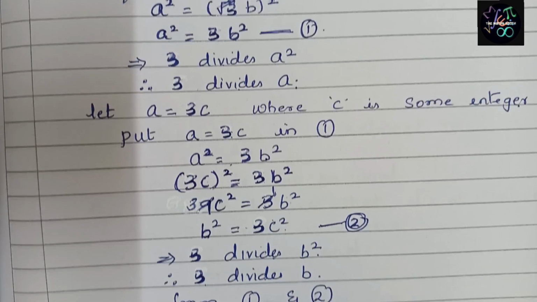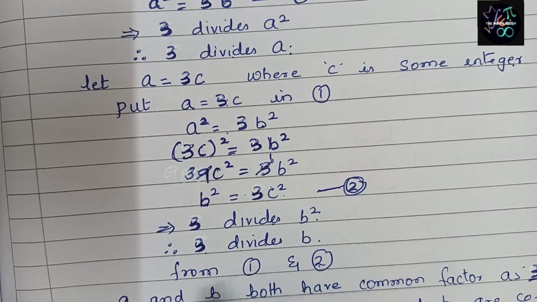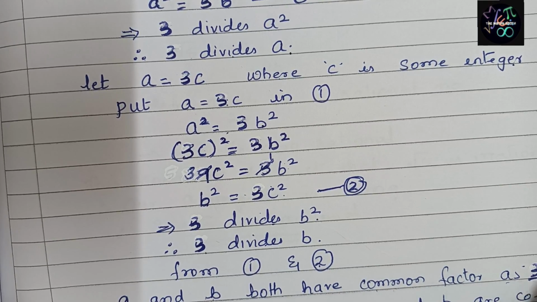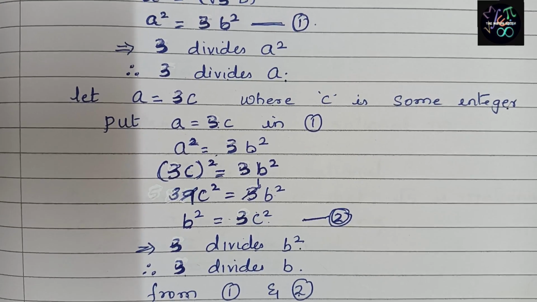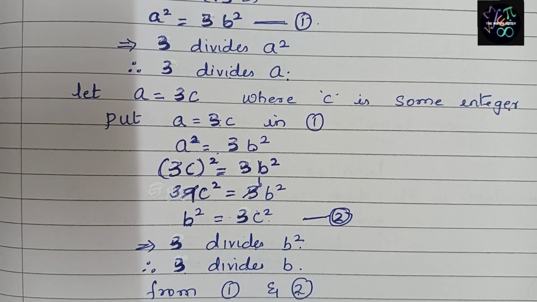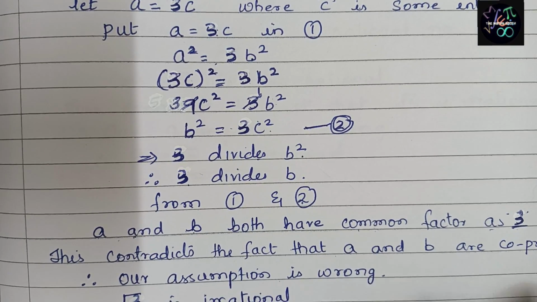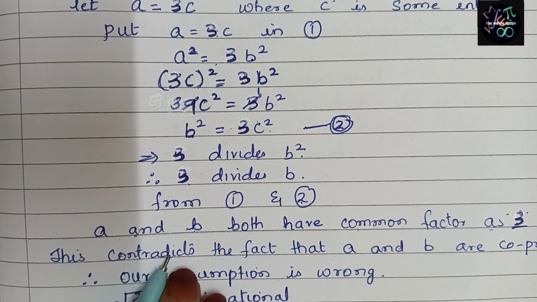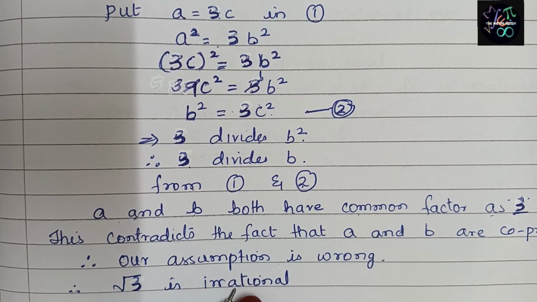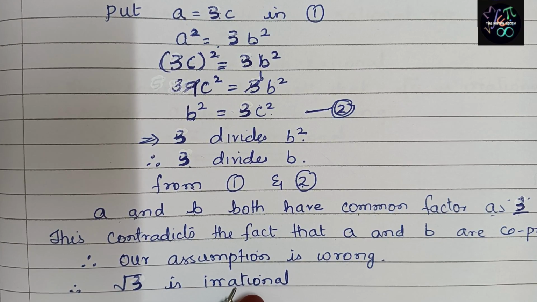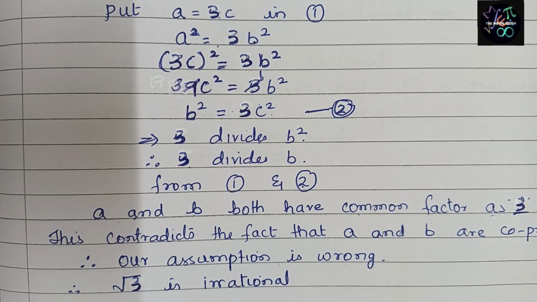So from equations 1 and 2, A and B both have a common factor 3. This contradicts the fact that A and B are co-prime, because we considered A and B to be co-prime, but it has a common factor 3. Therefore, this contradicts the fact. Therefore, our assumption is wrong. Therefore, root 3 is irrational. Okay, let us see the next question now.